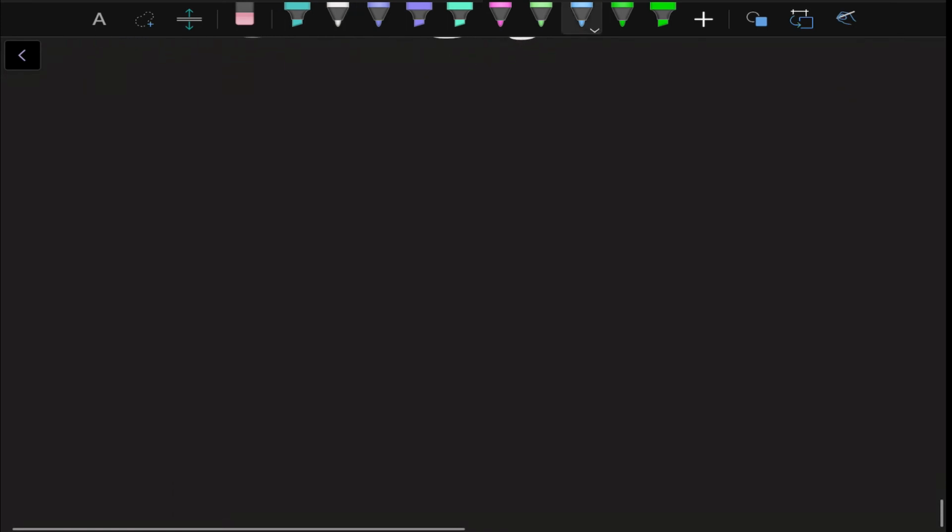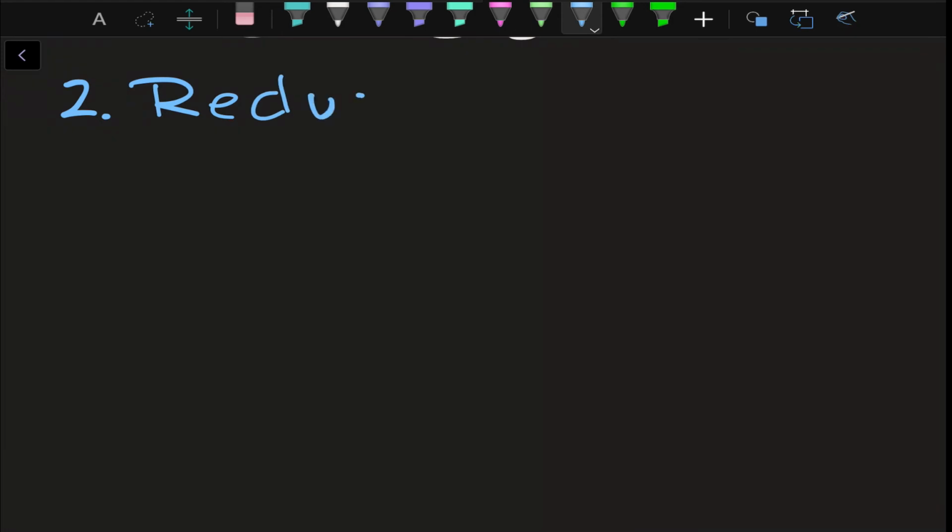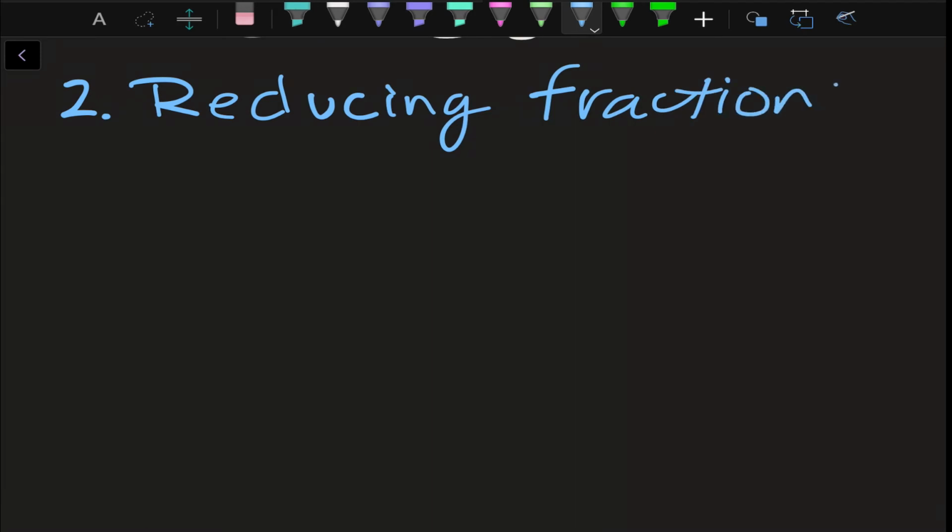Pretty straightforward. Okay, question 2. This one's about reducing fractions. Yay! So I want you to reduce 72 over 112. Go.